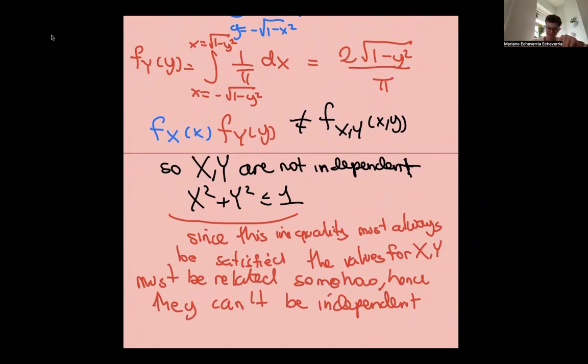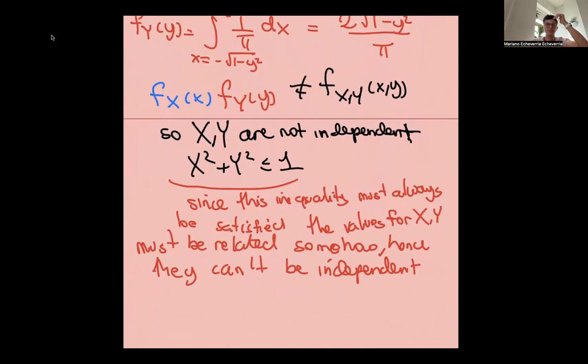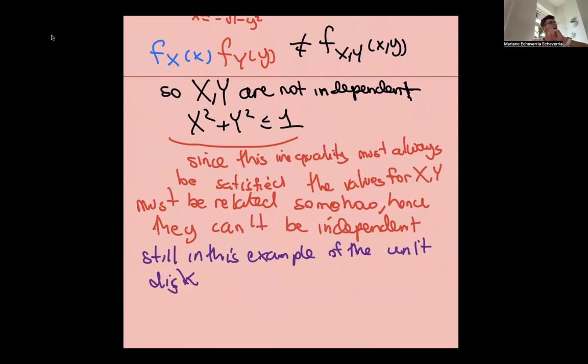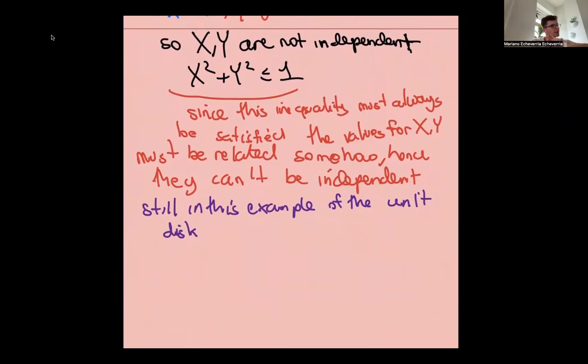But now let's continue with this example, in the region of the unit disk, right? Once you have X and Y, you can define a new random variable using X and Y, still in this example of the unit disk. Okay, let's define this random variable.